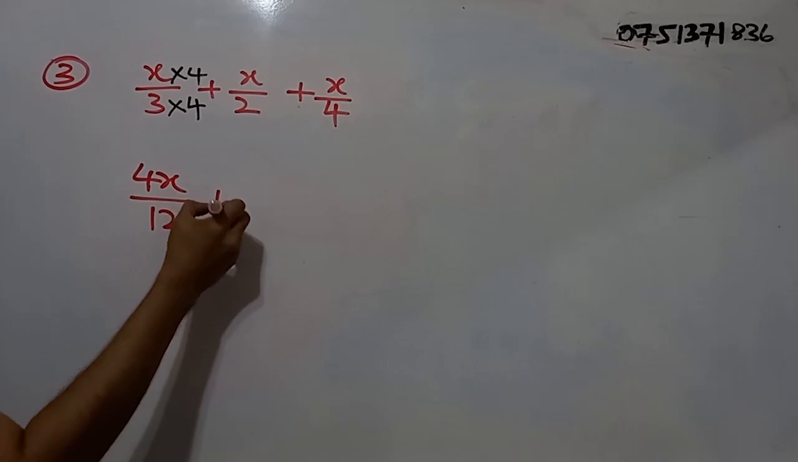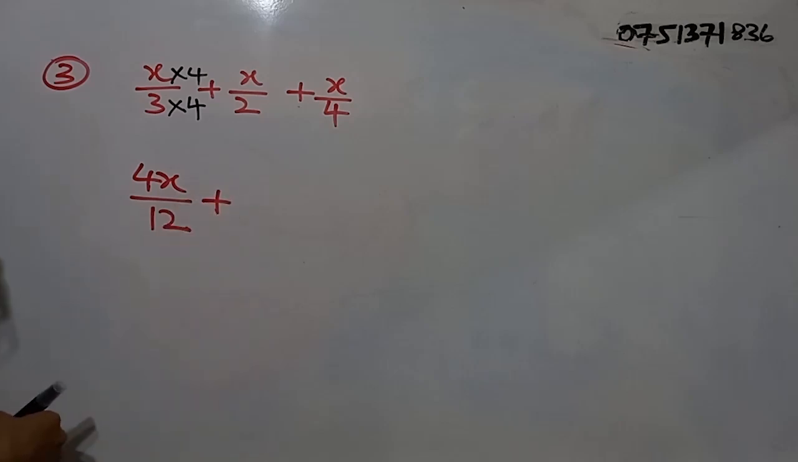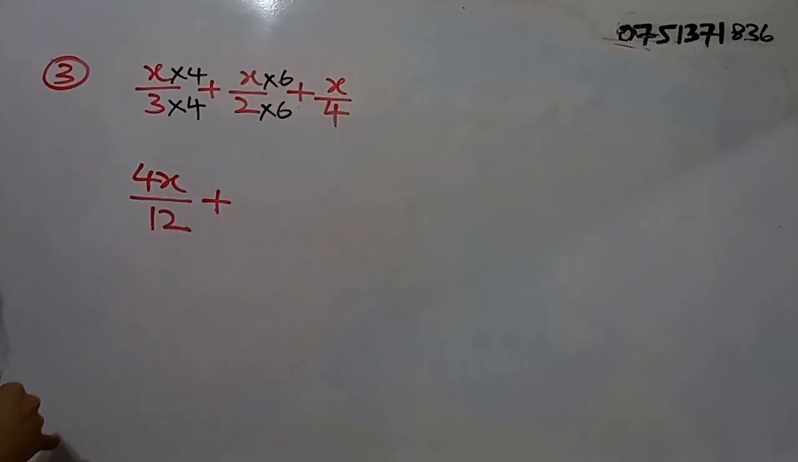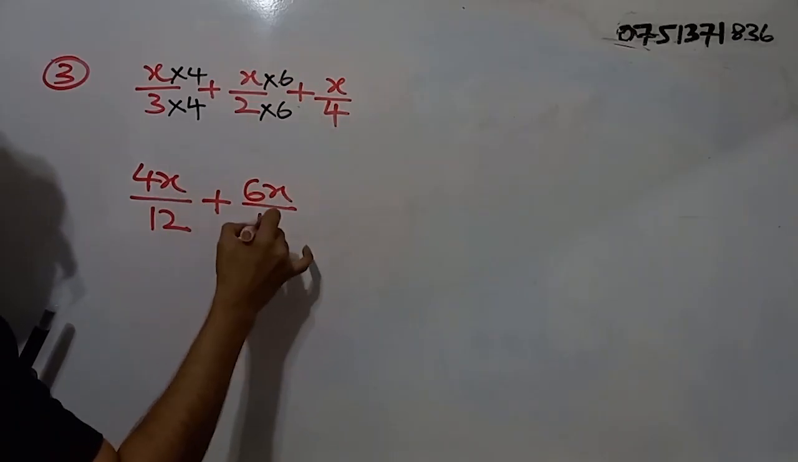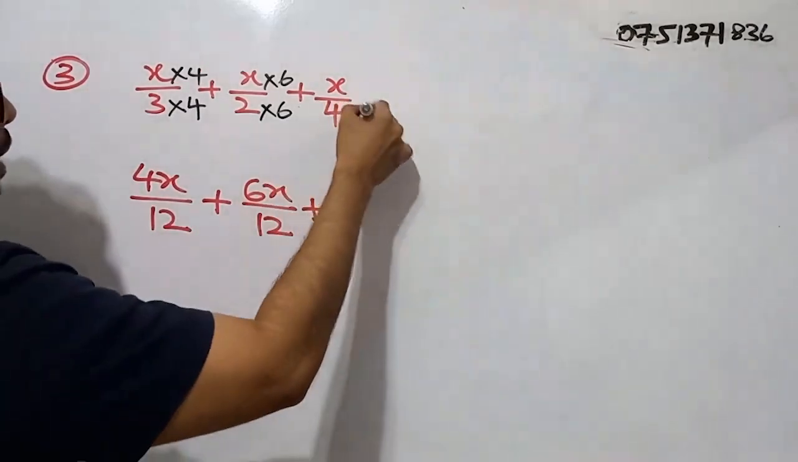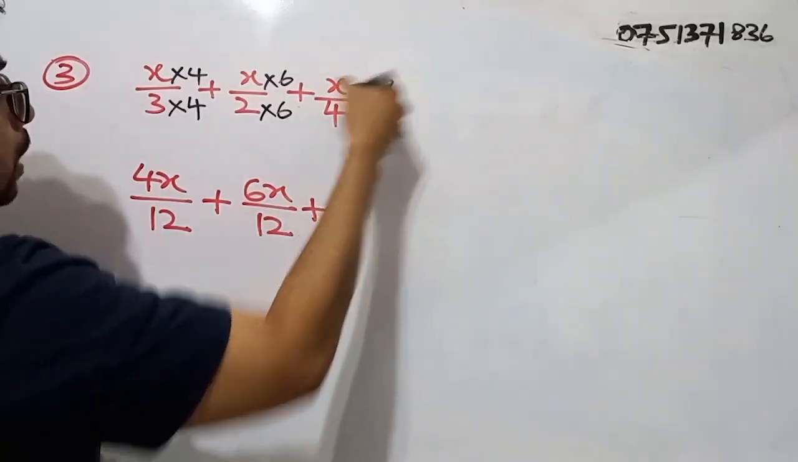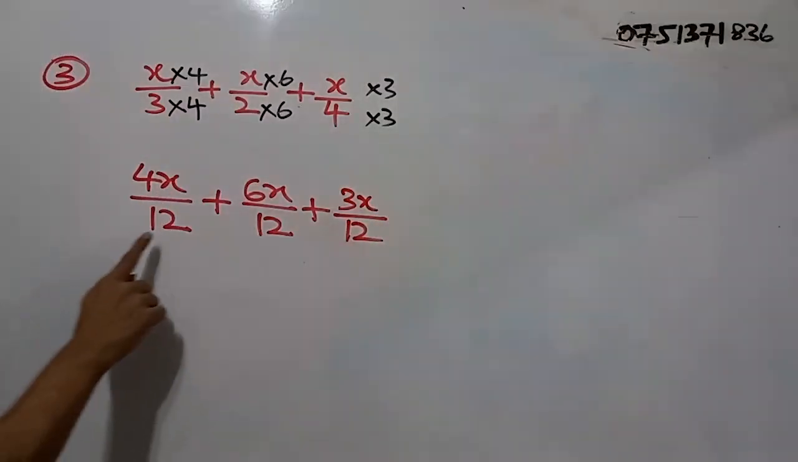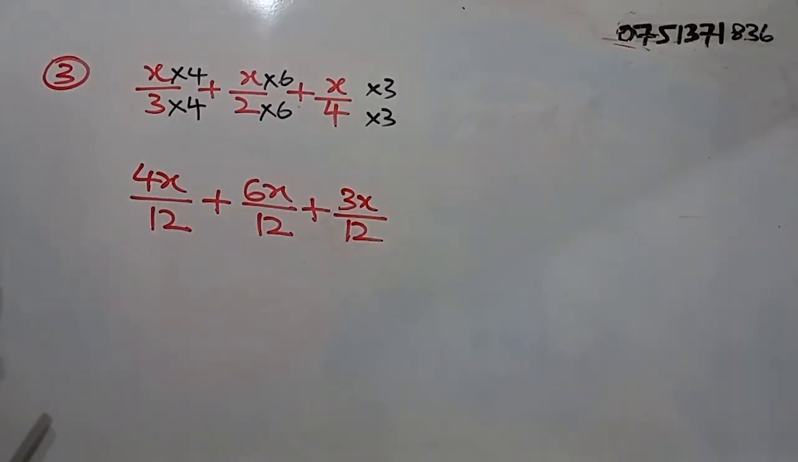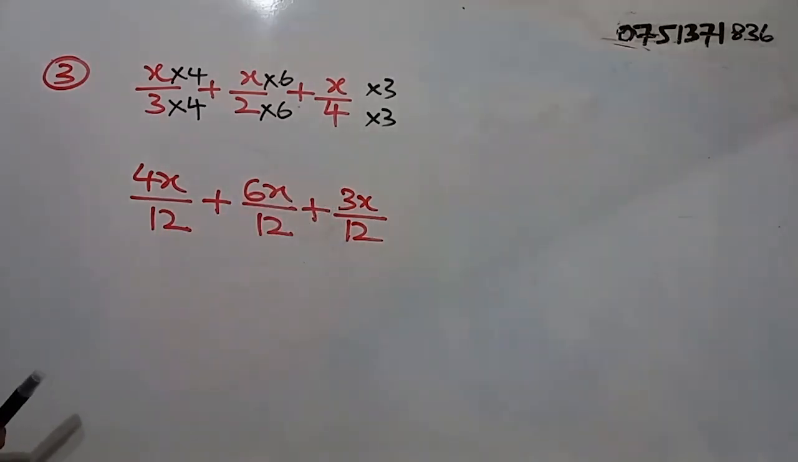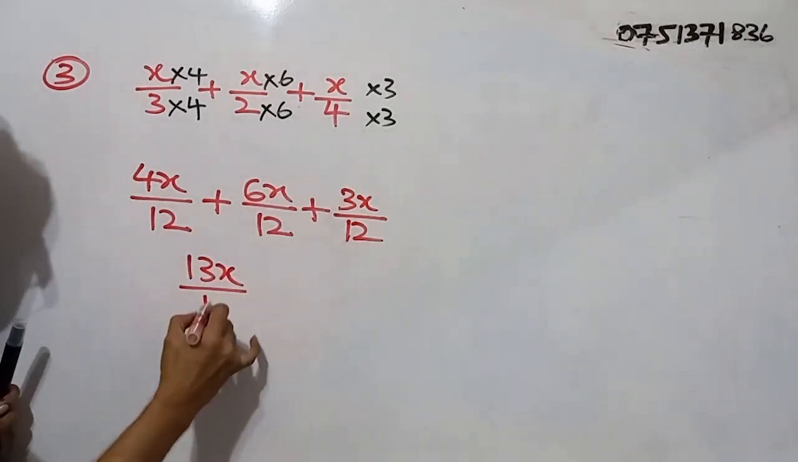4x divided by 12 plus, so in the next fraction, I have to multiply the denominator by 6. So I have to multiply the numerator by 6 as well. So what will be the outcome? 6x divided by 12 plus. Okay, so in the next fraction, we have to multiply the denominator by 3. So we have to multiply the numerator by 3 as well. So what will be the outcome? 3x by 12. Now here, all three denominators are the same, which is 12. So we can simplify the numerators. 4x plus 6x, that is 10x. 10x plus 3x, that is 13x. So the outcome is 13x divided by 12.